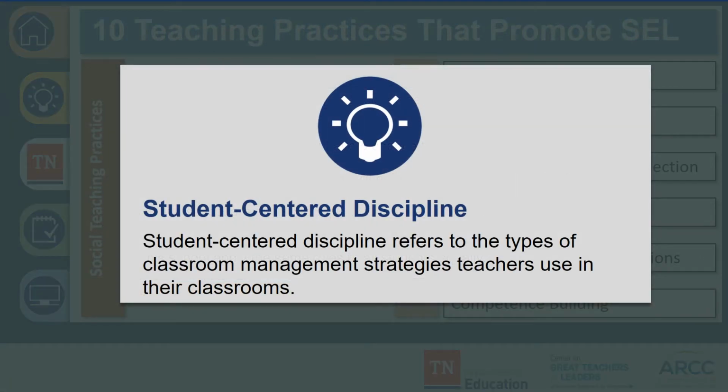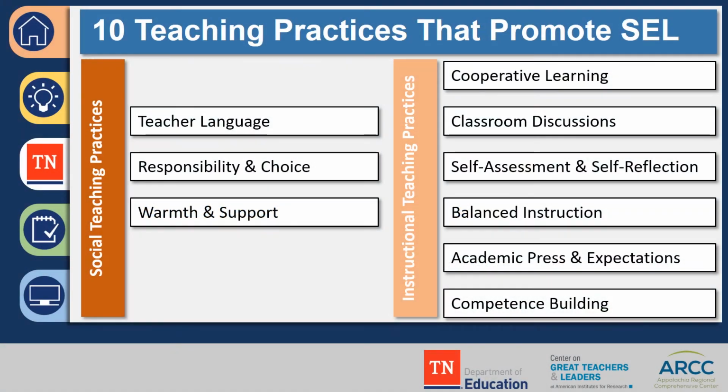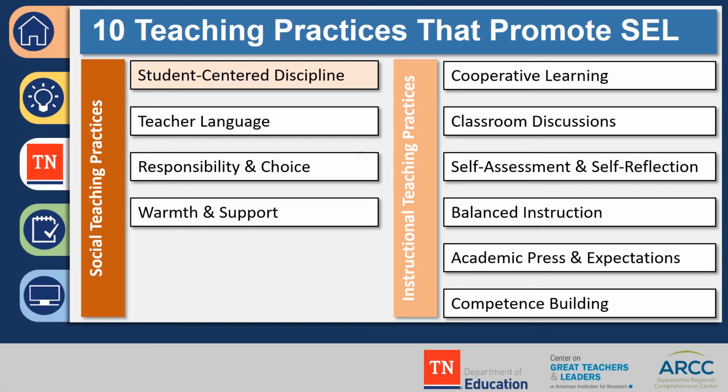Student-centered discipline is the first learning module in the Social and Personal Competency series. If you haven't already, you can review the Introduction to Social and Personal Competency module to learn more about the goal and purpose of the series. Each of the 10 modules in this series has been developed around one of the 10 teaching practices that promote social and personal competencies, as described in the Tennessee Toolkit, Incorporating Social and Personal Competencies into Classroom Instruction and Educator Effectiveness, a toolkit for Tennessee teachers and administrators.